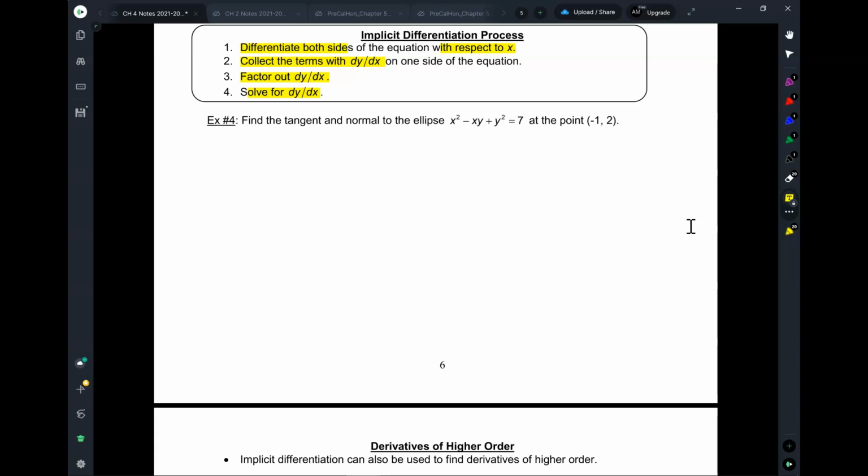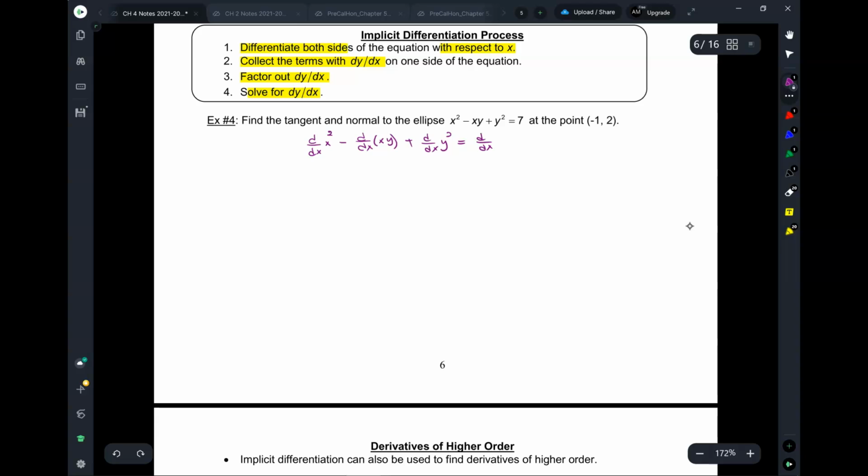We have an x squared minus xy. That's going to be a what rule? Product rule. Yeah. Okay, so here's what's going to happen here. We're going to take the derivative of each term: d dx of x squared minus d dx of xy plus d dx of y squared equals d dx of 7.